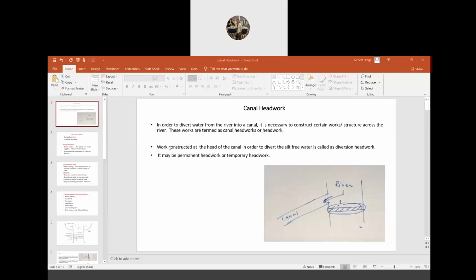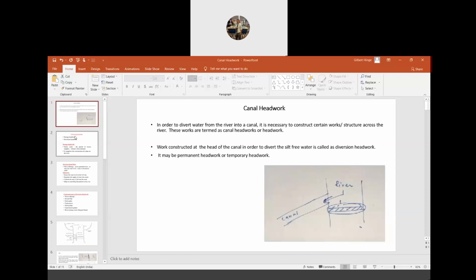Okay, so if you see here, the work constructed at the head of the canal in order to divert the silt free water is called a diversion head work. That means whatever water that we are diverting from this river into the canal should be free from silt. So we are going to see about this canal head work: how can we divert the water from the river into the canal, and what are the various components of this structure that we need to construct in order to divert the water from the river into the canal?